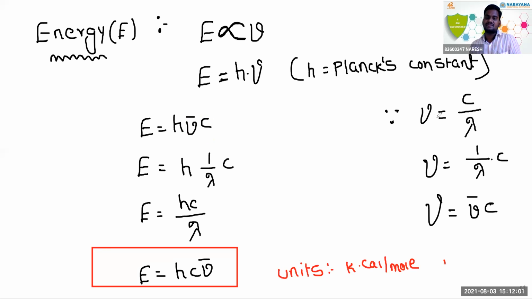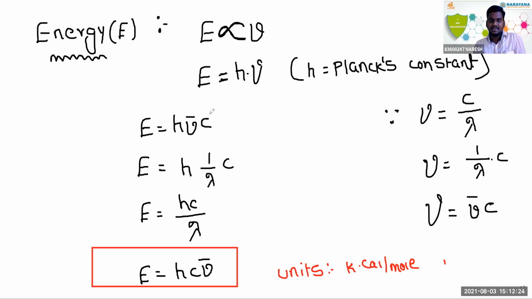What we know previously, nu is equal to C by lambda, right? Frequency is equal to C by lambda. So nu is equal to C by lambda. Can you write 1 by lambda into C? Yes, you can write. So nu bar is equal to 1 by lambda. What is that? Wave number. So nu is equal to wave number into C.